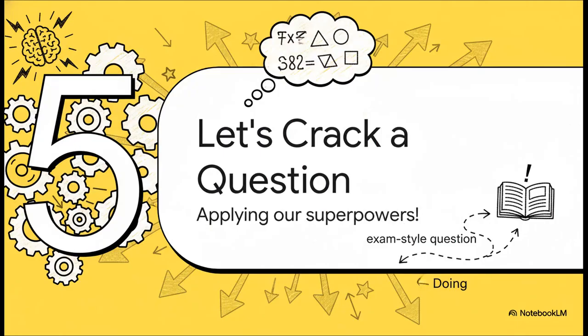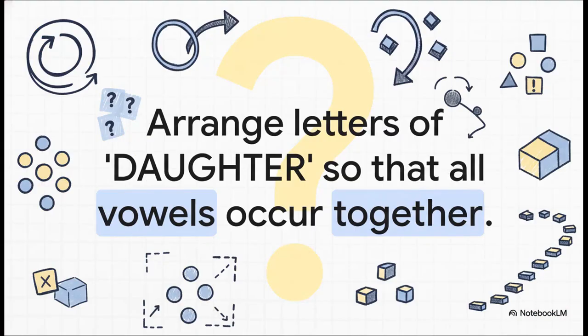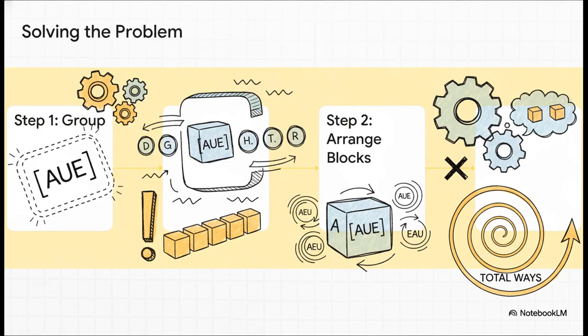Okay, enough theory, enough talk. The best way to learn is by doing, right? So it's time to use our new superpowers and crack a real exam question. Are you ready? Let's do this. Okay, have a look at this question. It's a classic. In how many ways can the letters of the word daughter be arranged so that all vowels occur together? Now, pause for a second and think. What's the key word here? It's right there in the question, arranged. So is this a permutation or combination problem? It's a permutation problem. See? Easy. All right, let's solve it.